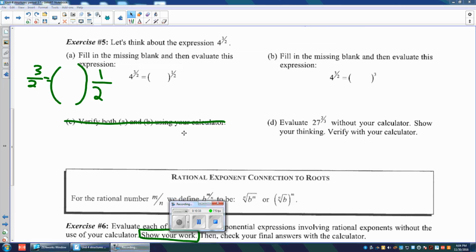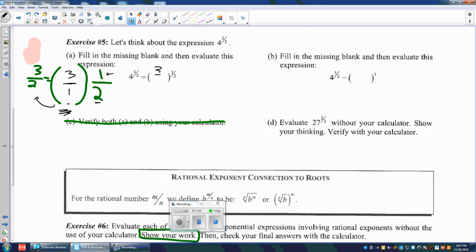So this is what I want you to think of. 3/2 equals what fraction times a half? Okay, let me see. So 1 times what equals 3? 3. 2 times what equals 2? 1. 3/1. Okay, so that doesn't go there. Sorry about that.